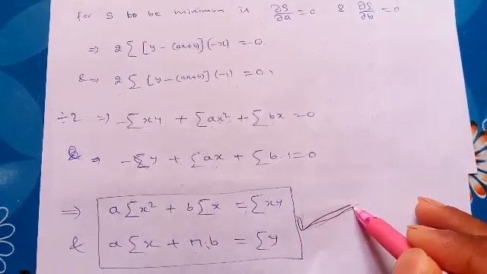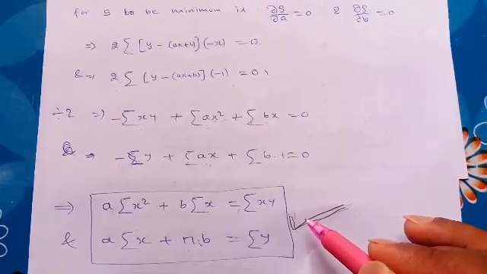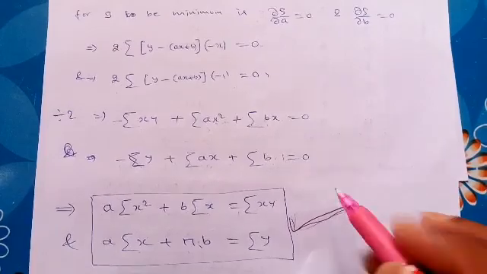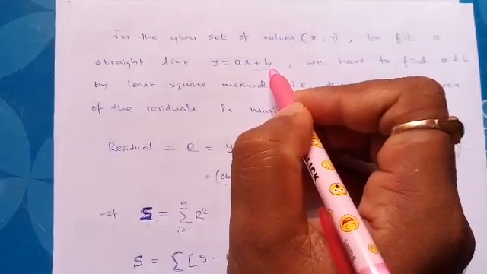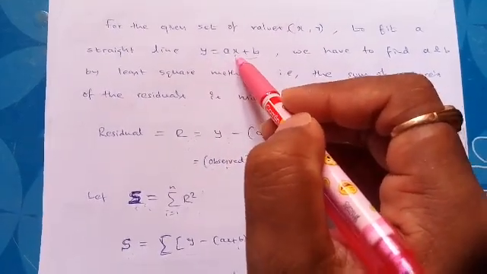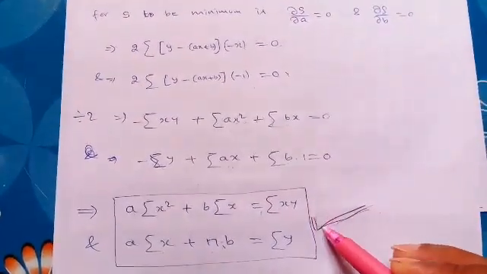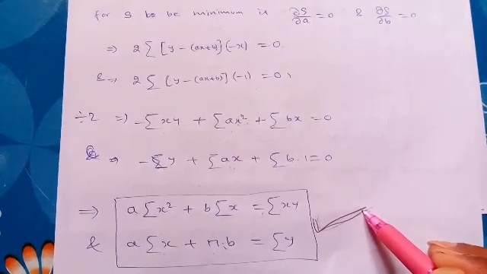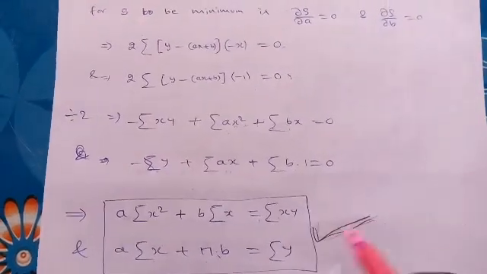These equations are called necessary equations or normal equations to the equation of a straight line. These are normal equations to find the unknown constants a and b in the straight line. Is it clear? To fit a straight line y equals ax plus b, we have to find a and b by the least square method. Least square method means it should satisfy these two normal equations. But to find these normal equations, another simple method is, look at here.